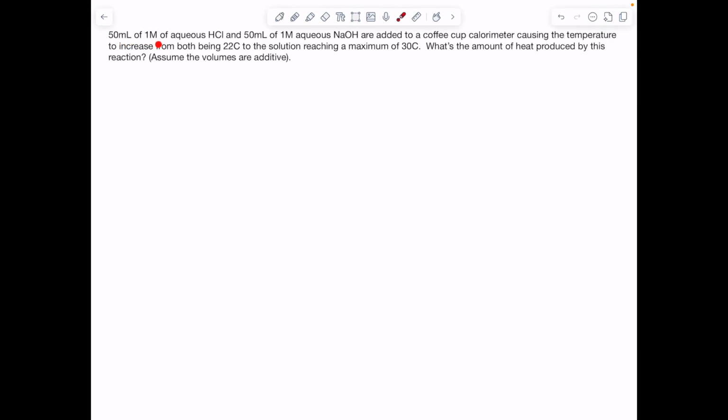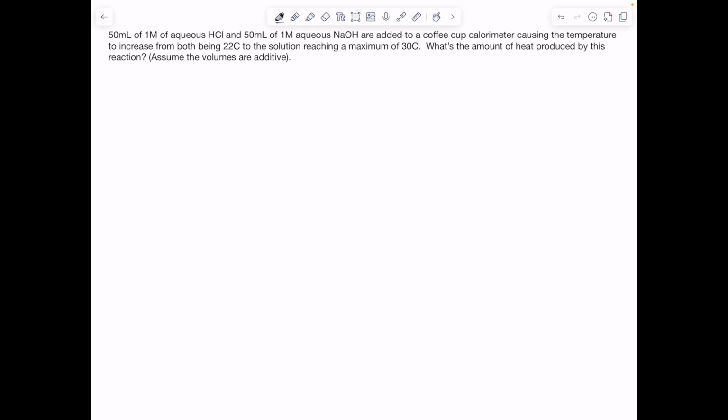50 milliliters of 1 molar of aqueous HCl and 50 milliliters of 1 molar of aqueous NaOH are added to a coffee cup calorimeter, causing the temperature to increase from both being 22 degrees Celsius to the solution reaching a maximum of 30 degrees Celsius. What's the amount of heat produced by this reaction? Assume the volumes are additive.